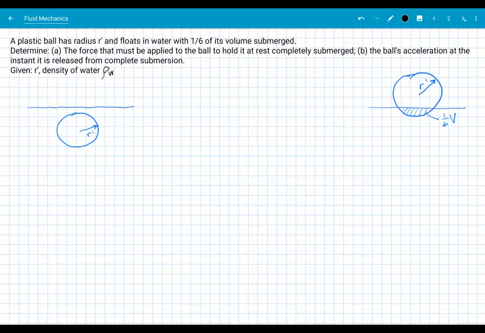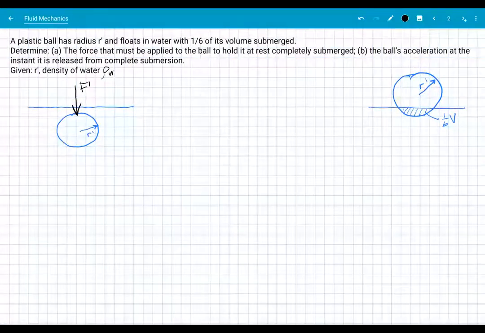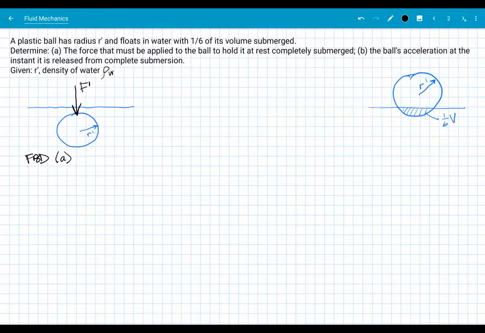And of course, it has to be displacing some amount of fluid here, because the ball will have some amount of mass, right? So let's just call this some applied force. I'll call it F prime, that I'm applying onto the top of this thing. Cool. So I can draw a free body diagram for this situation. And this is for part A, the submerged case.